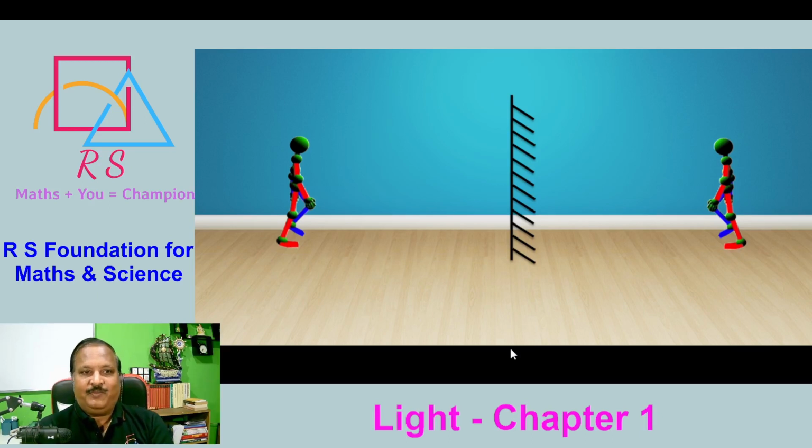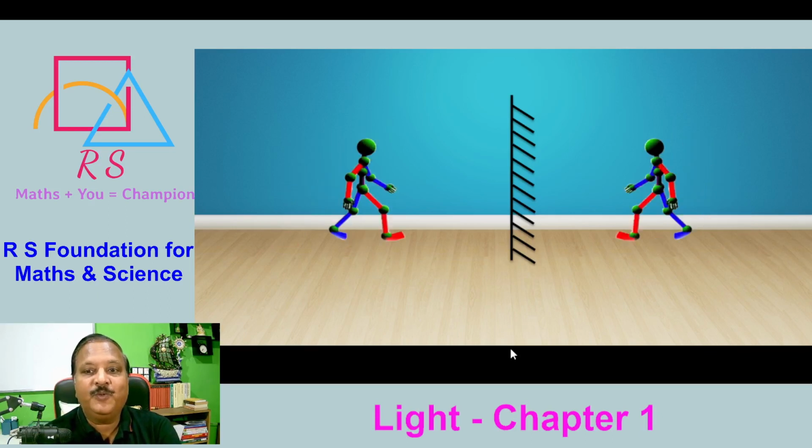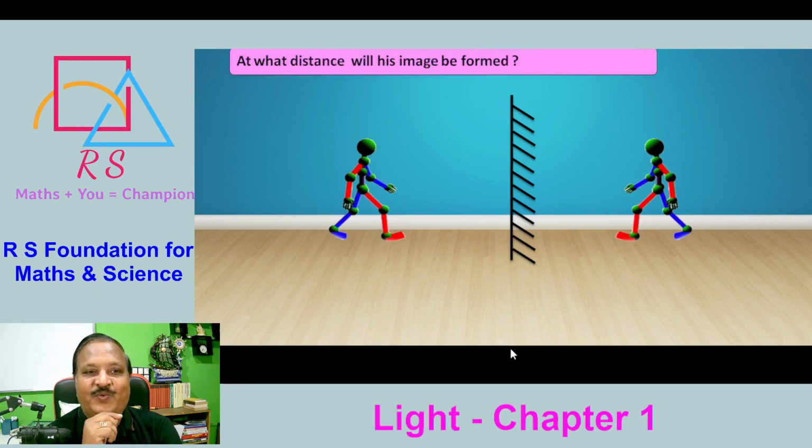Let us see one more question. Now if he moves a distance of 2 meters towards the mirror, then what happens to the image? The image also moves 2 meters towards the mirror. If the object moves towards the mirror, the image also moves towards the mirror. So what distance will his image be formed at?